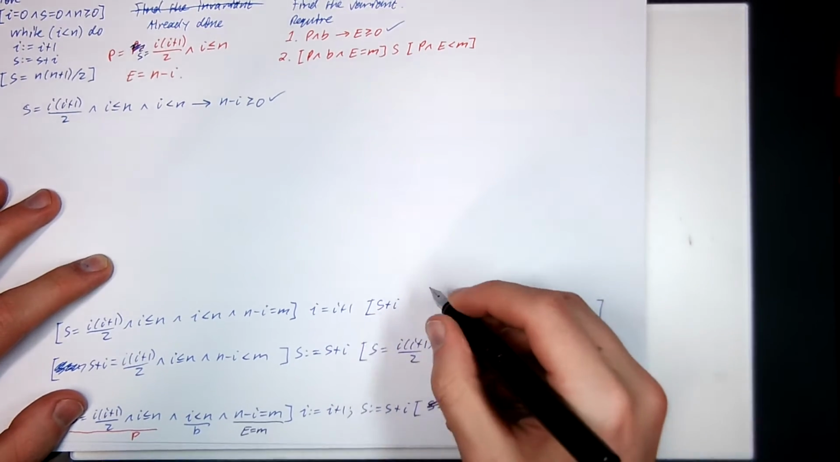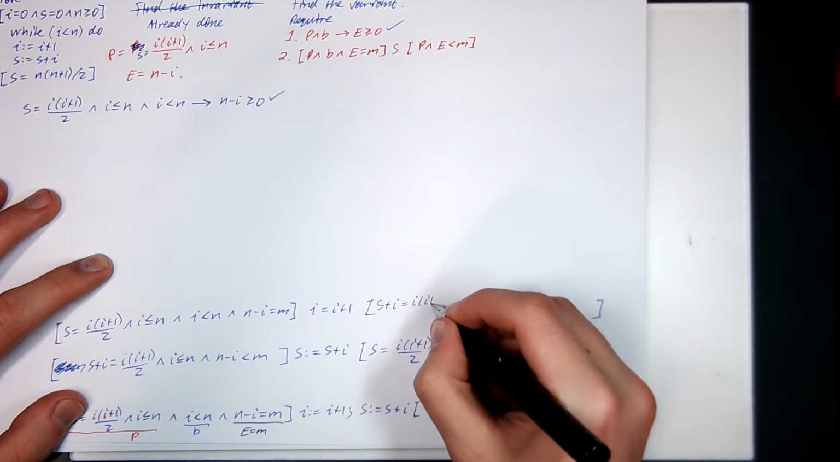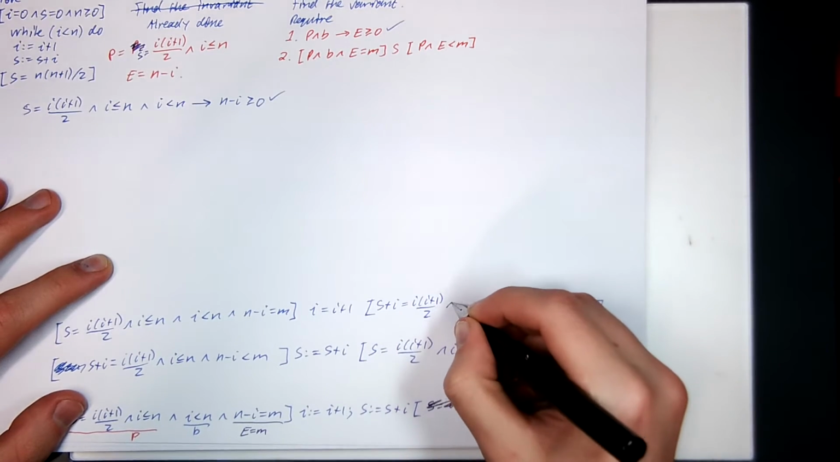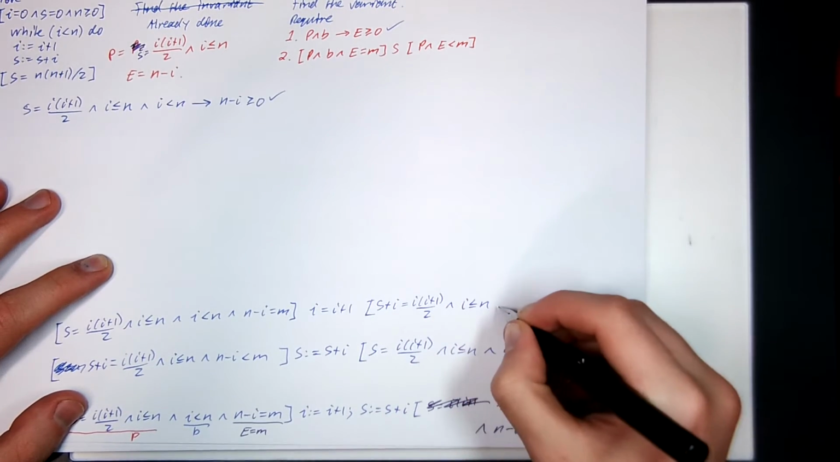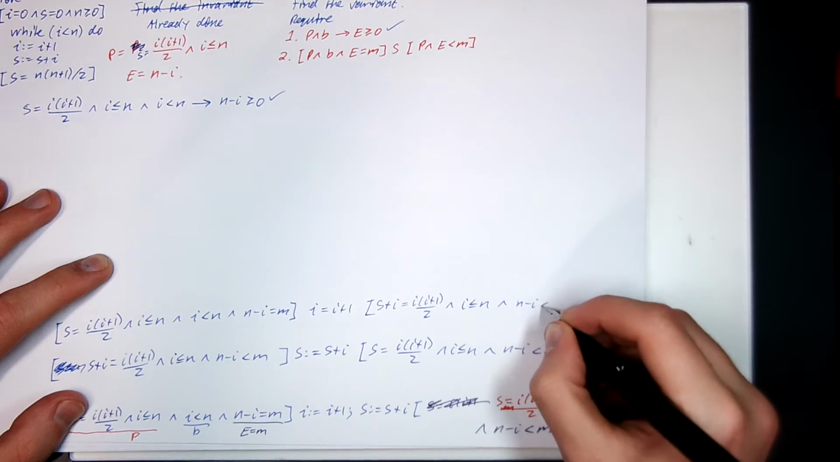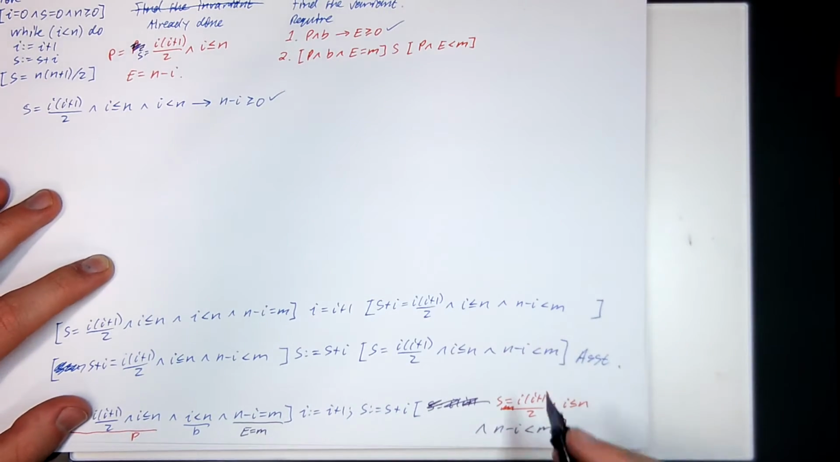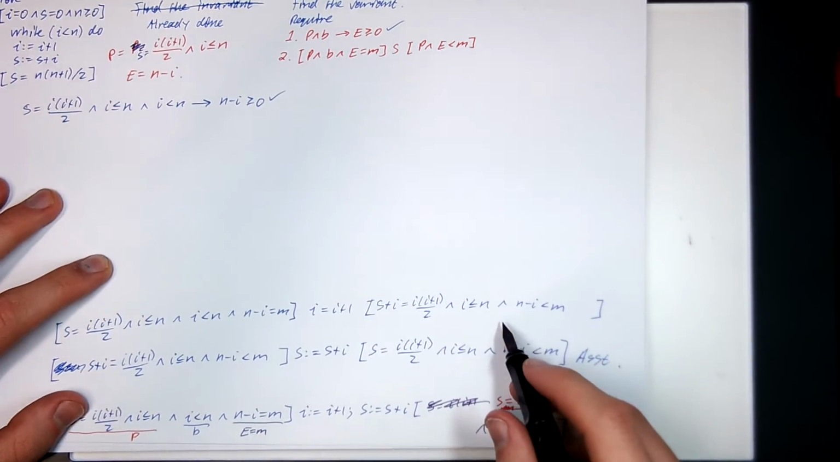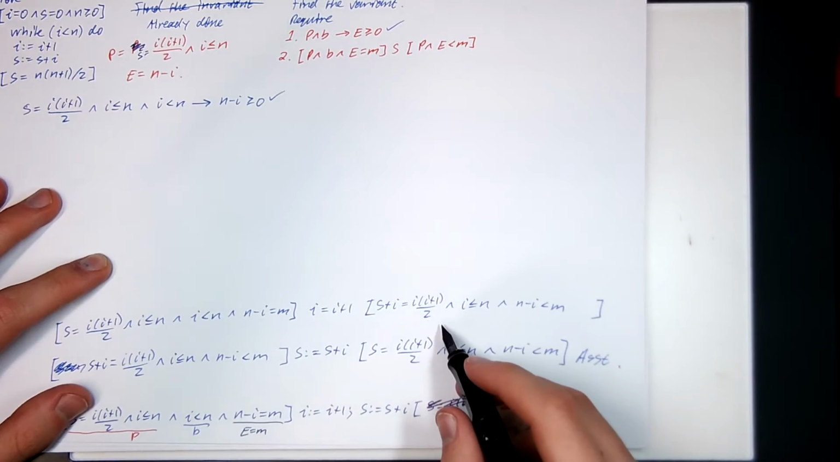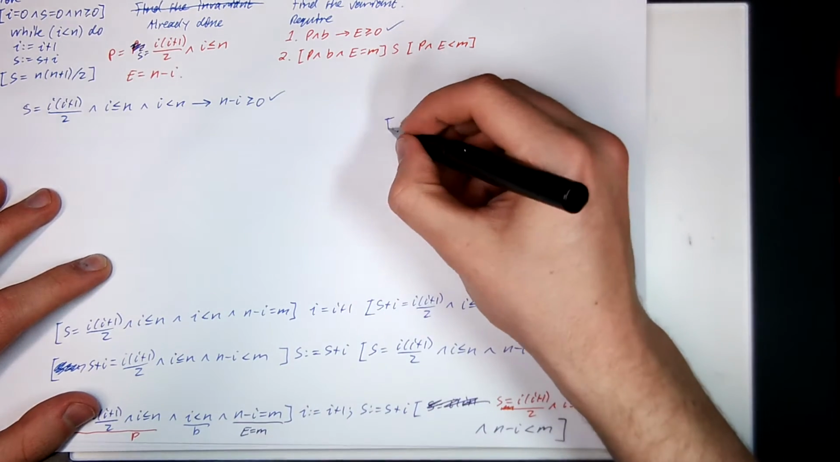S plus I equals I plus 1 on 2, and I less than or equal to n, and n take I strictly less than m. Getting some serious deja vu here. Is this a valid form of the assignment rule? No, it's not. Do assignment backwards on the post condition.